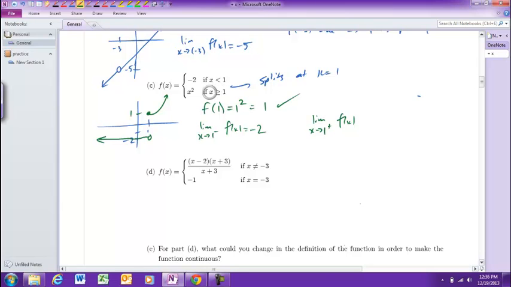Now the limit as x approaches 1 from the right of f of x: I've got numbers slightly bigger than 1, so I'm looking at x squared. I'm looking at this part of the graph. As my x values get closer and closer to 1, my y values are also getting closer and closer to 1. So that's equal to 1, and because these are not the same, the limit as x approaches 1 of f of x does not exist.